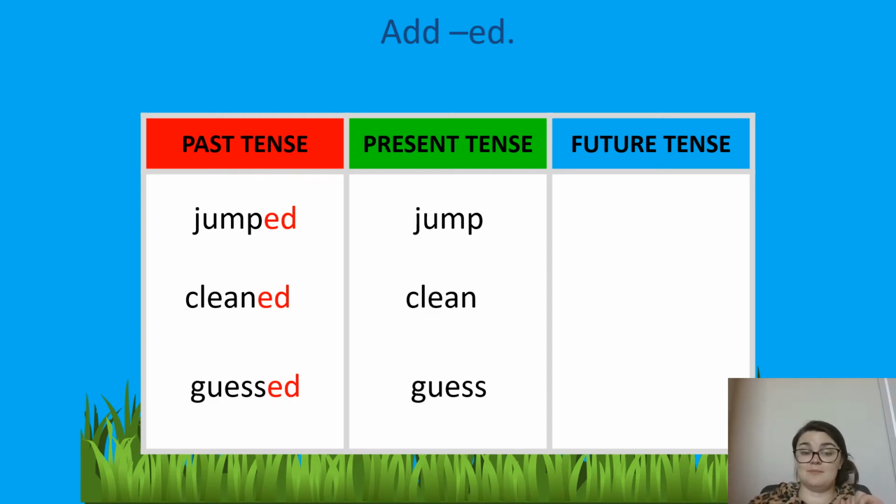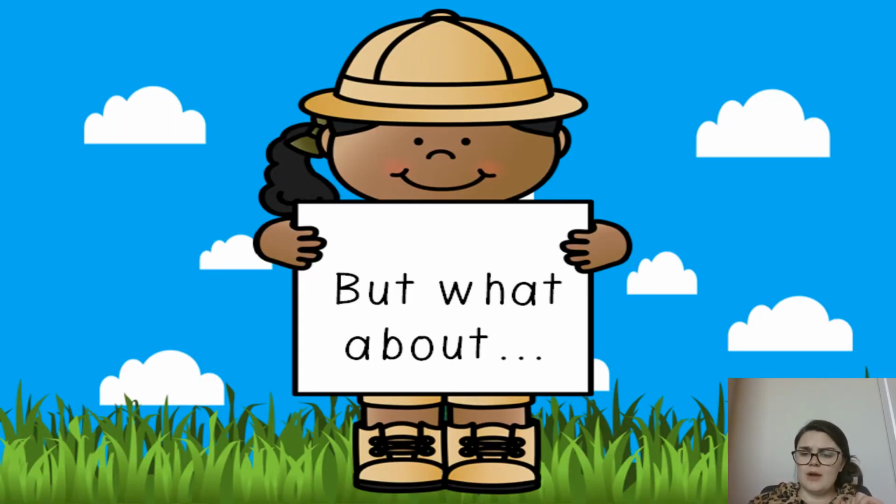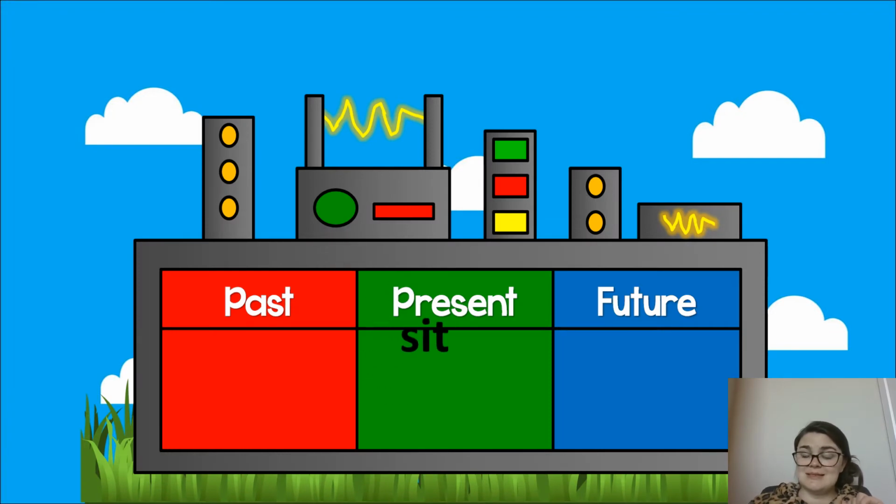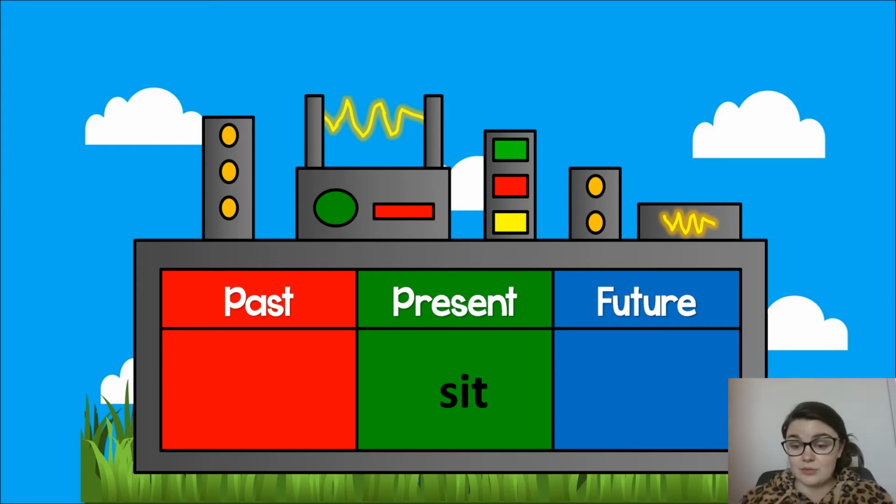Right, you guessed it. But what about sit? Some verbs do not follow the rules, and this verb sit does not follow the rules because I do not add ed to sit and make it sitted. I sitted on my chair yesterday. That doesn't make any sense. Instead, sit became sat in the past tense.